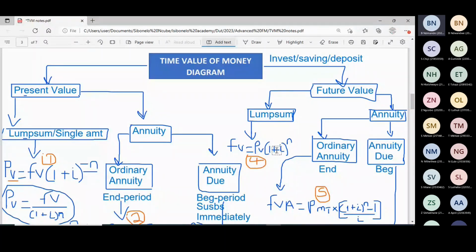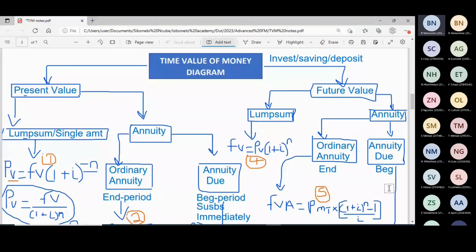And then you ask yourself, okay, is the person investing at the beginning or at the end? So if the person is investing at the end of each period, then that would be an ordinary annuity. And then you're going to apply that formula. If you are told that the person is investing at the beginning, subsequently, or immediately, then you're going to apply the annuity due formula. Am I making sense? Yes, it makes sense. All right.